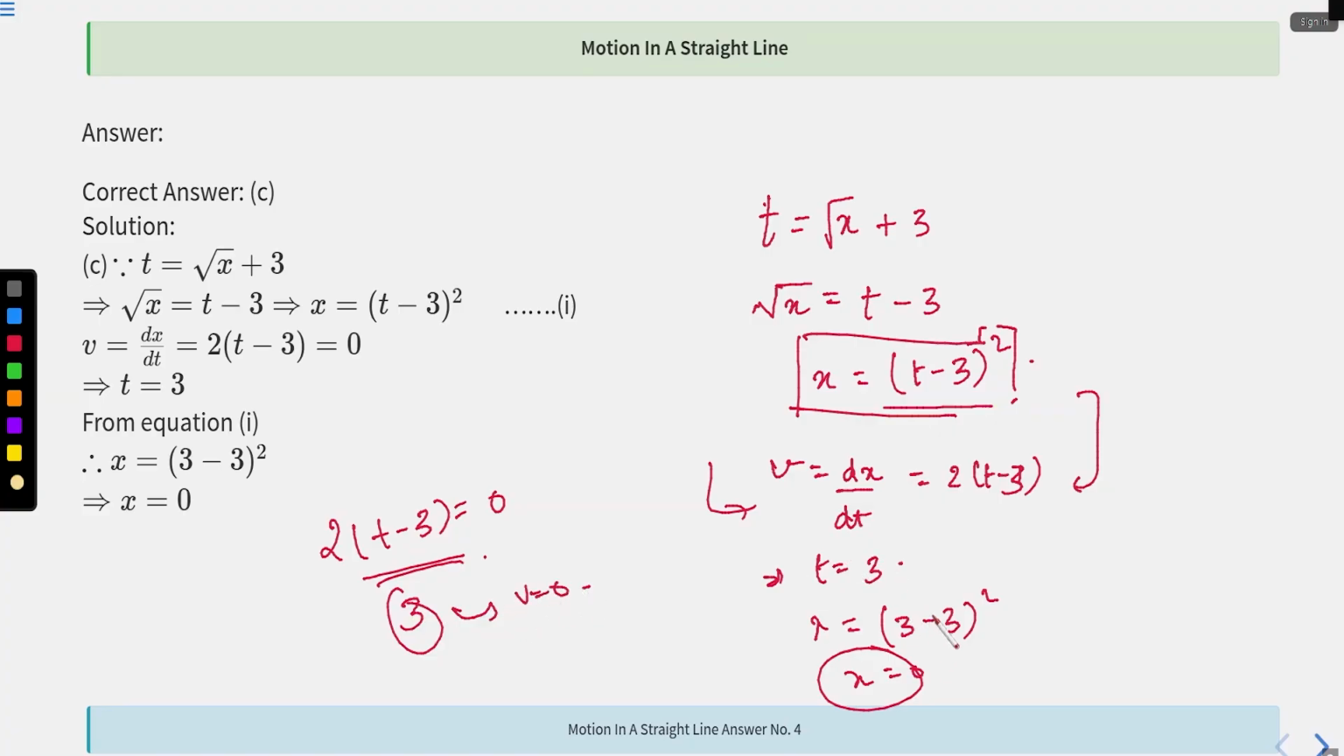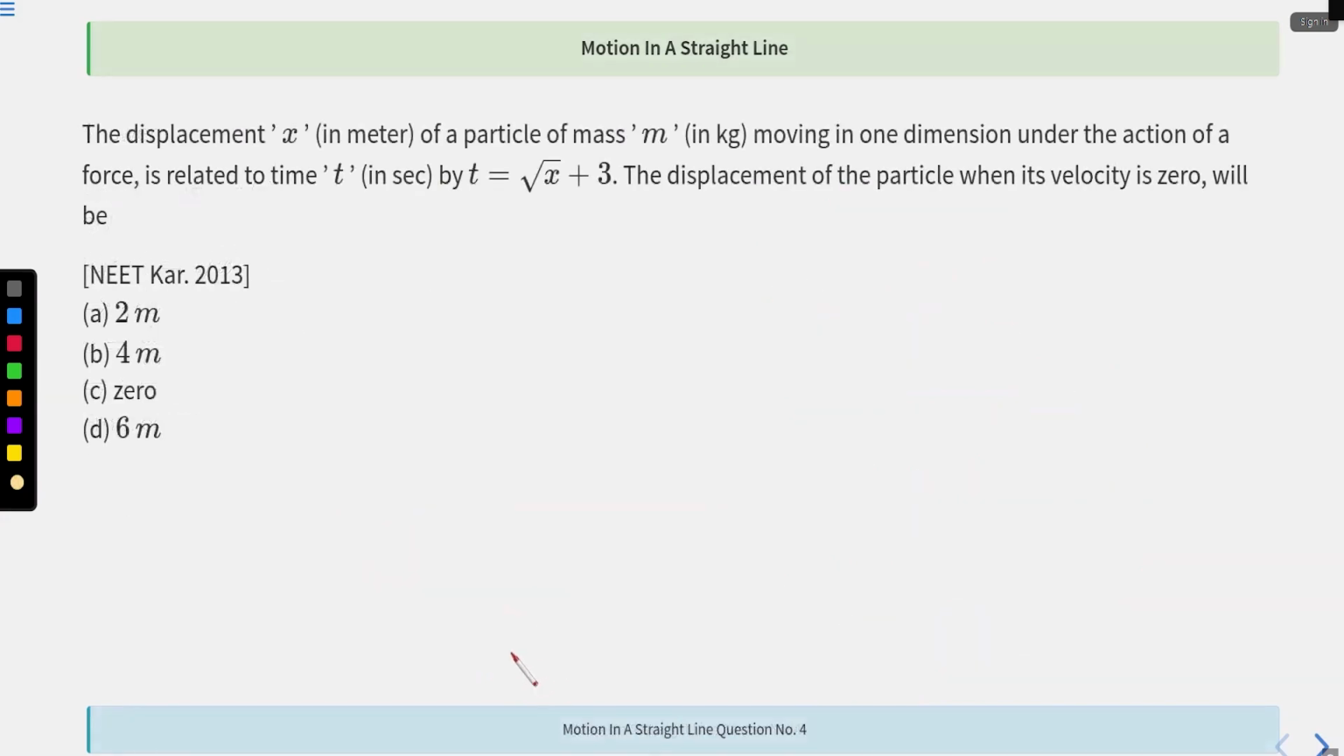Now, to calculate the position of that specific particle, just put t equals 3 in the original equation. Simple. It's as simple as that. So we'll get x equals 0. All right. What they have said is that at this specific time, when the particle velocity is 0, what will be the displacement traveled? That will be 0.